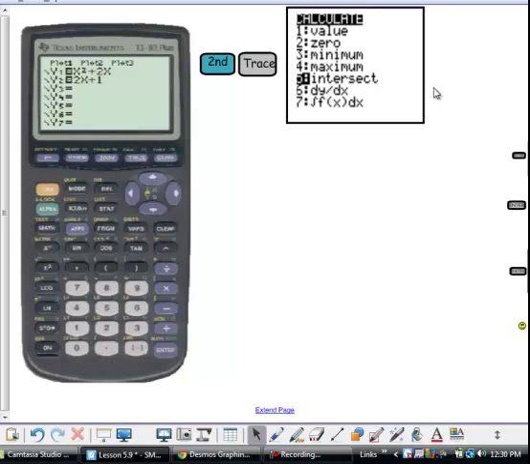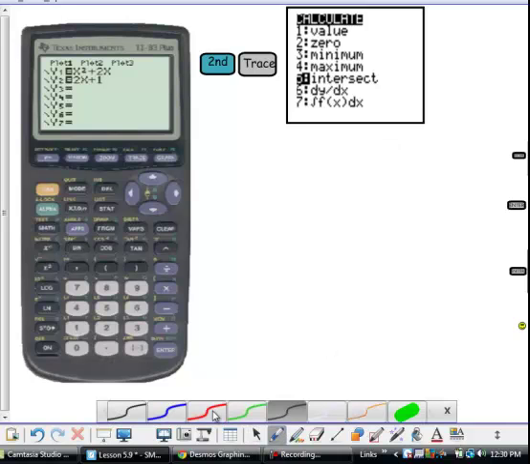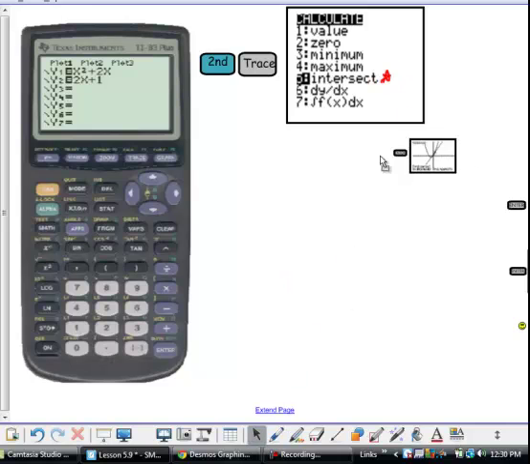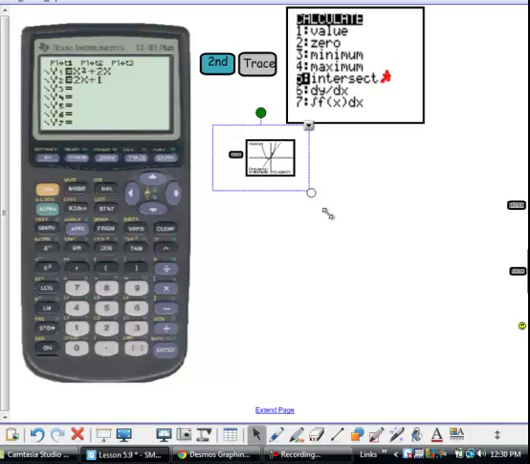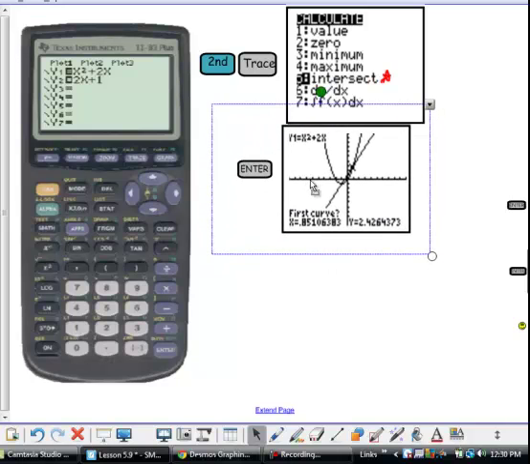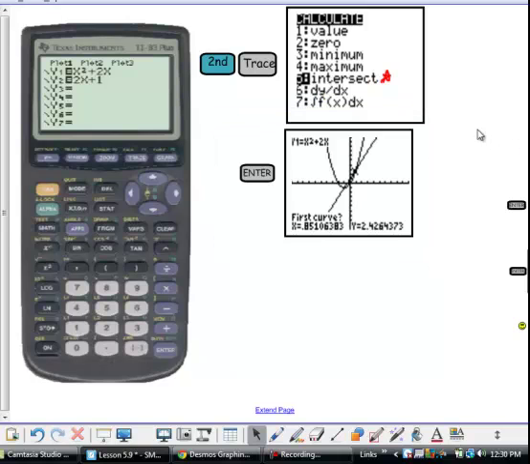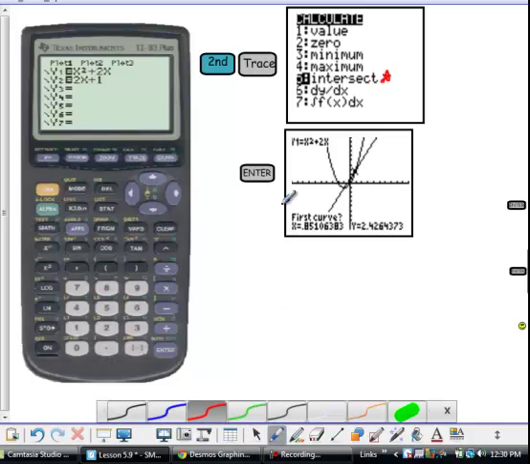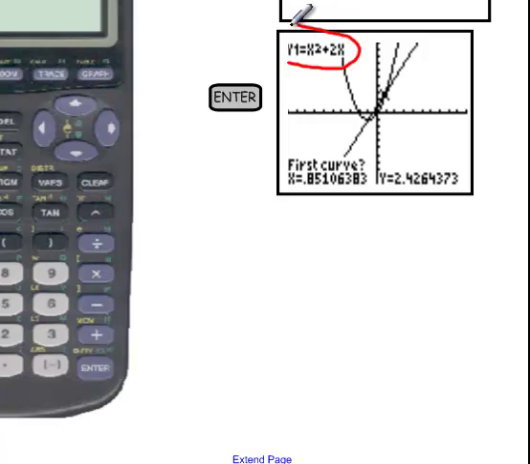And up will come this lovely window. And if you can see highlighted is intersection. That's what we want to do. We want to find out where these intersect. The next thing that will come up is this screen. It's going to ask you, is this your first curve? Well, what are they talking about? They're talking about right up here. They're saying, is x squared plus 2x the first curve you would like to look at?